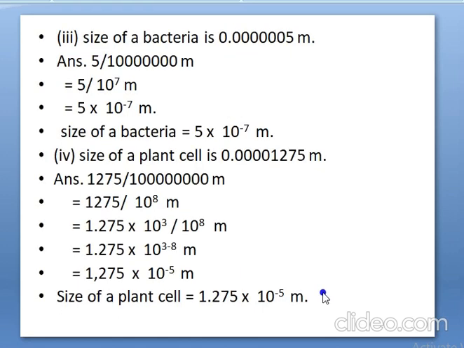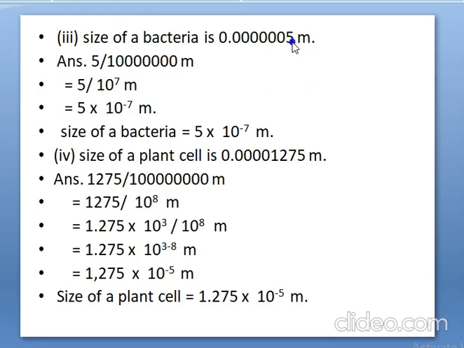Third one, size of a bacteria is 0.0005 meter. So when we convert the fractions, 5 divided by 1 with 7 zeros. So we will write it in exponent form, 5 divided by 10 to the power 7 meter. So when we write it, 5 into 10 to the power minus 7 meter. Therefore, size of a bacteria is 5 into 10 to the power minus 7 meter.